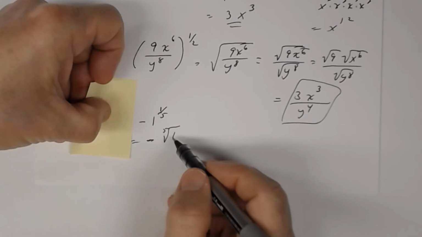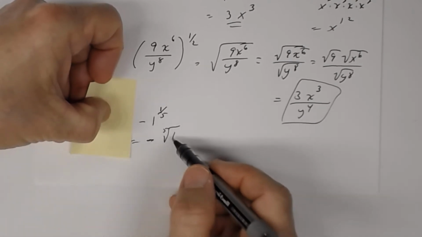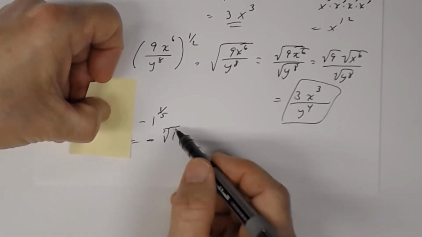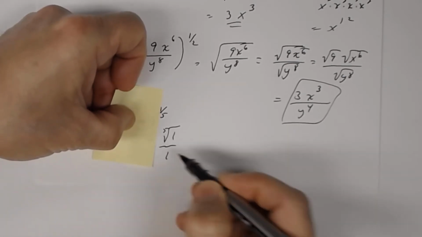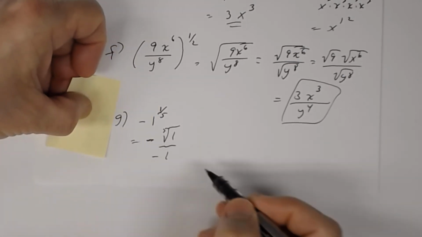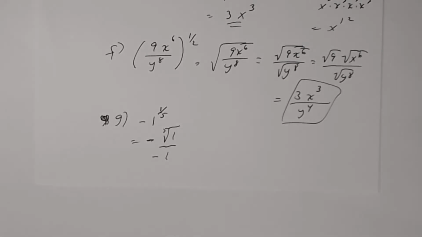The 6th root of 1 is 1. The 8th root of 1 is 1. So if the radicand is just 1, then this simplifies to 1. And so the answer is -1. All right, so that was that one.